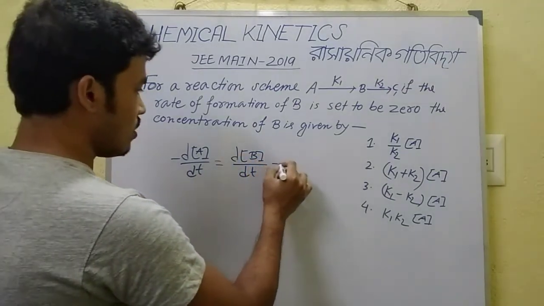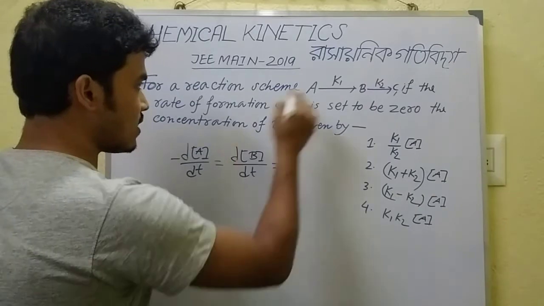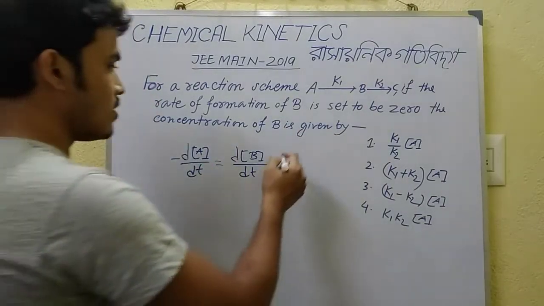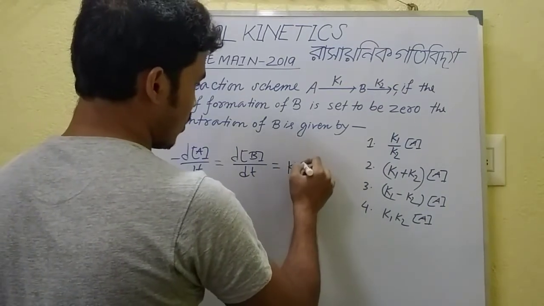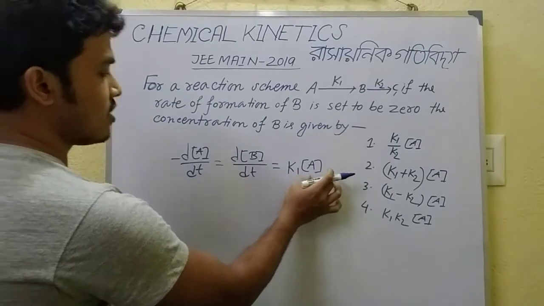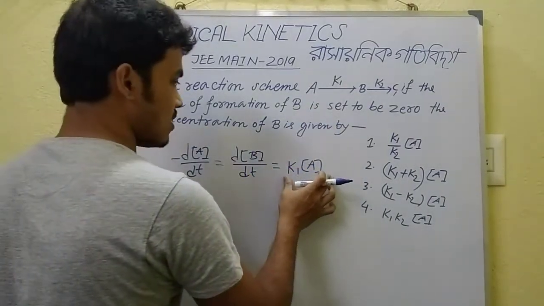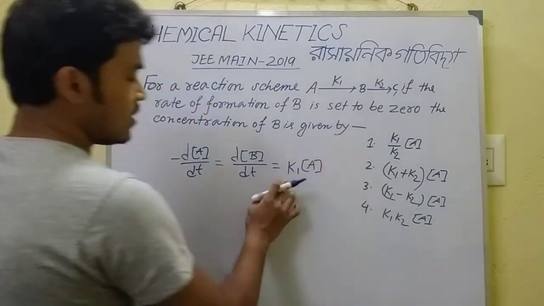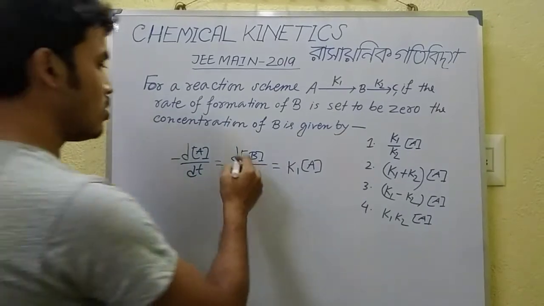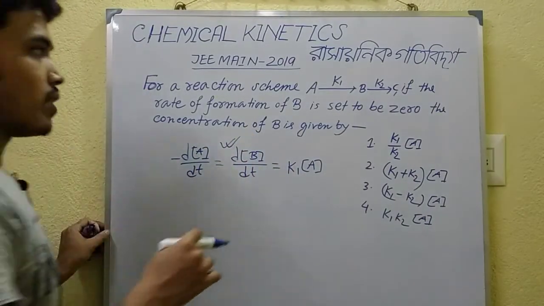Okay, this is equal to the rate of formation of B, and as we know from the rate law expression, this is K1 into concentration of A. Because A is the reactant here, and the rate law expression says that the rate depends only on the concentration of reactant. Okay, so this is the formation rate of B. Now find out the disappearance rate.